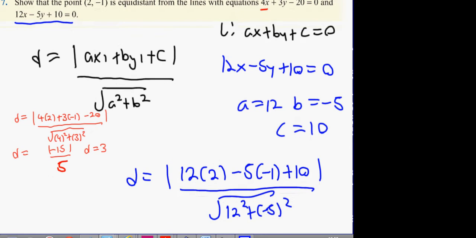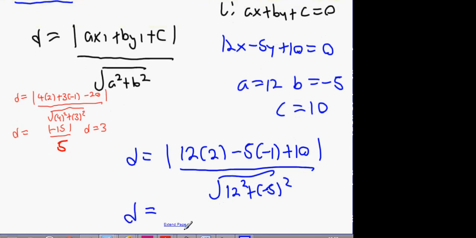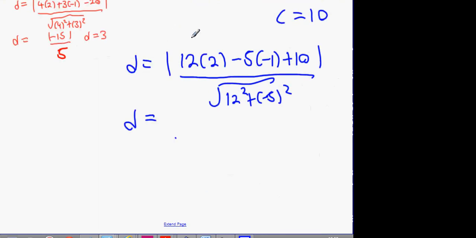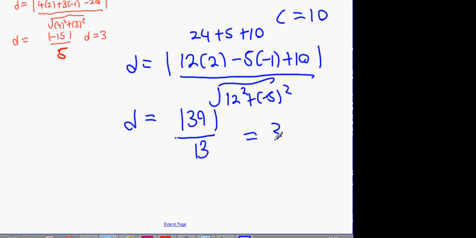Now, what I know right away is it's going to be 24 plus 5 plus 10. It's the modulus of 39 divided by the square root of 144 plus 25, which is root 169. Root 169 is 13. Okay? It's going to be 39 divided by 13, which is 3.